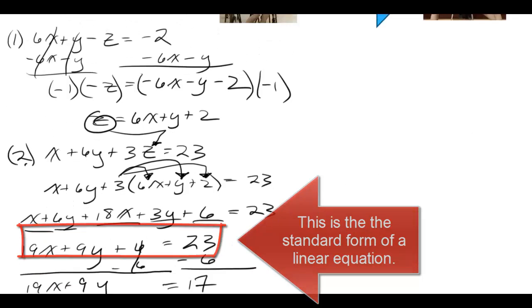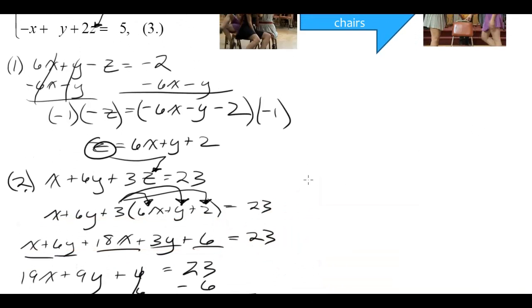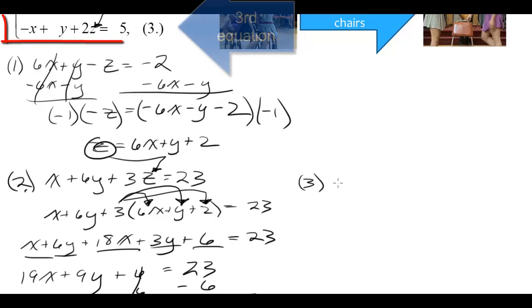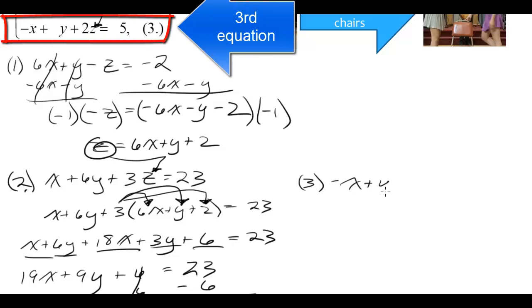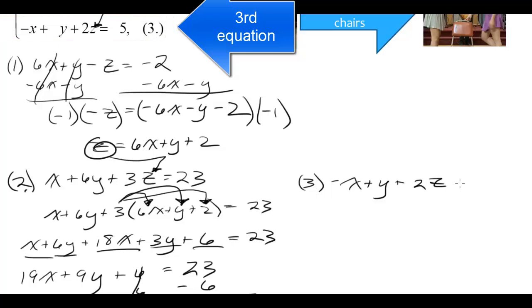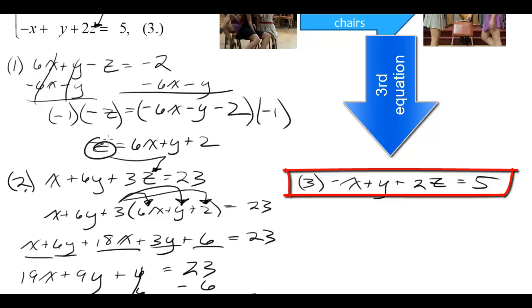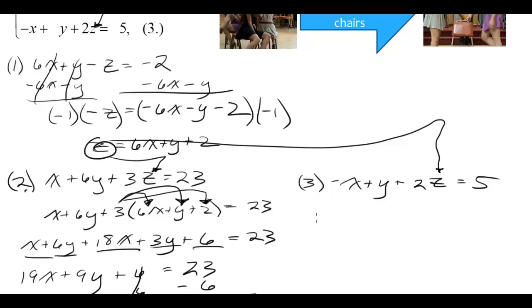Okay, let's do it again for the third equation. What's the third equation? Third equation is minus x plus y plus 2z equals 5. We're going to do the same thing. Substitute in for z. So copy the first term, copy the second term. Substitute in for the third term, 6x plus y plus 2. And that whole thing sums up to 5.